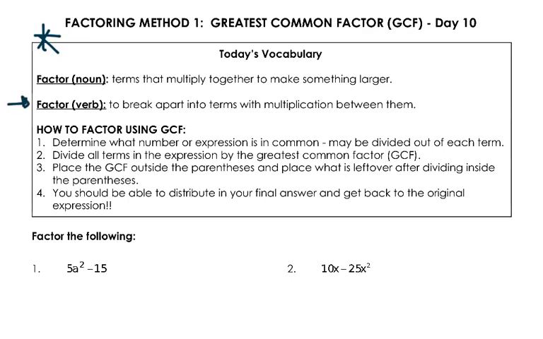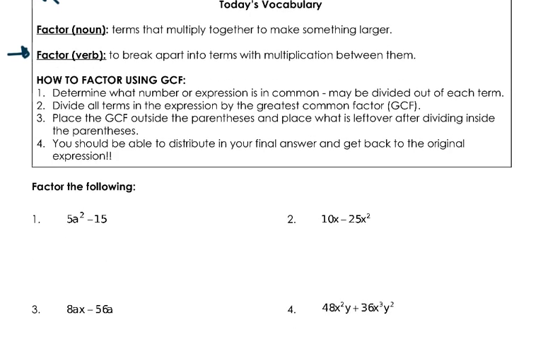So how to factor using GCF: determine what number or expression is in common, may be divided out of each term. Then you divide all terms in the expression by the greatest common factor. You will then place the GCF outside the parentheses and place whatever is left over after dividing inside the parentheses. You should be able to distribute your final answer to get back to the original expression. All right, so we're going to walk through this by using examples 1 and 2. So let's go down a little bit.